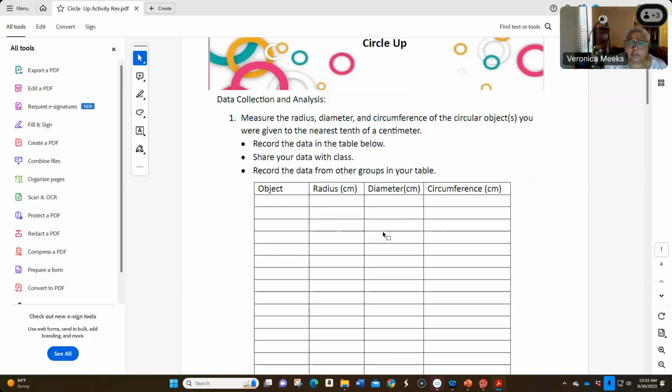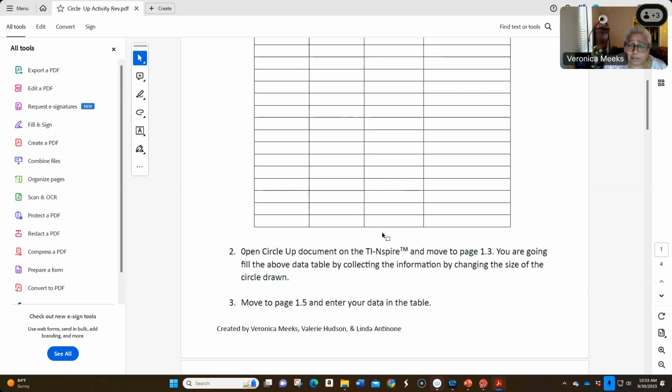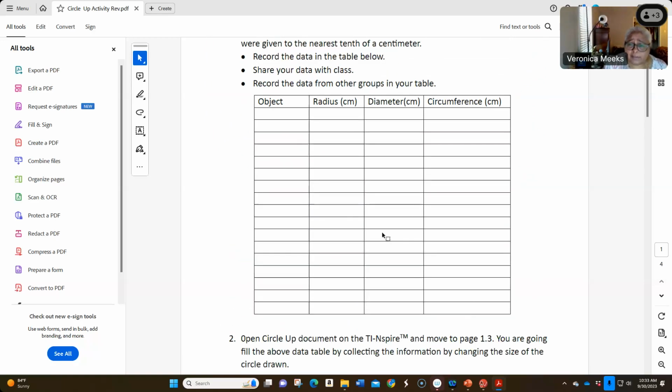So I'm just showing you what the student page looks like, and then I'm going to spend the rest of the time on the TNS file. So they would collect the data. And if you don't have a navigator system, you can put a poster up or use a whiteboard in your room, and you can have the students put up their data as they collect it.